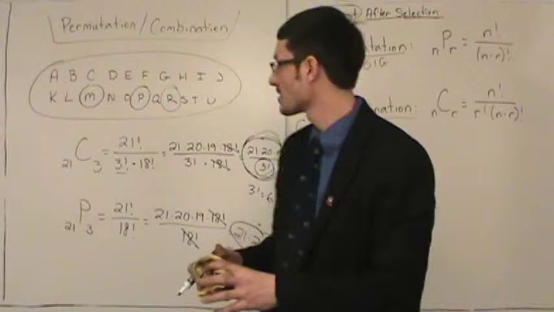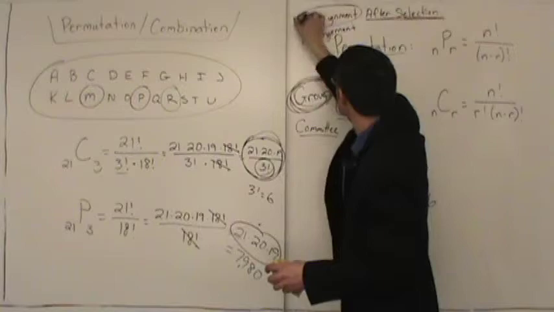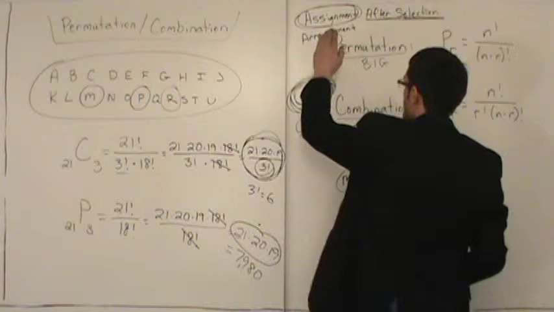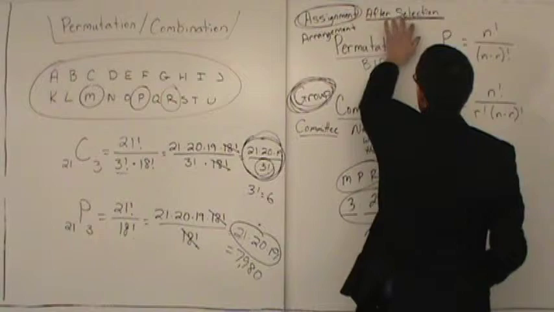And permutation represents not only selection of a group, but also after we select the group, we have to assign position. So I need you guys to understand that combination calculates the number of groups. Permutation not only calculates how many groups, but also the assignment of position within the group.